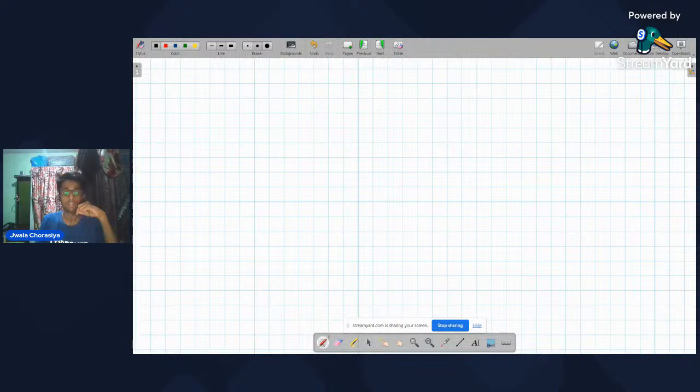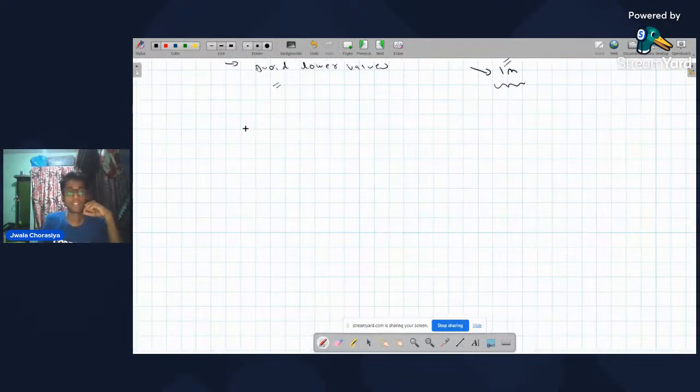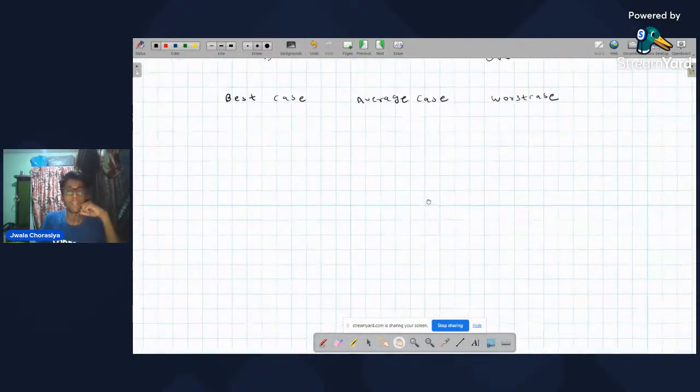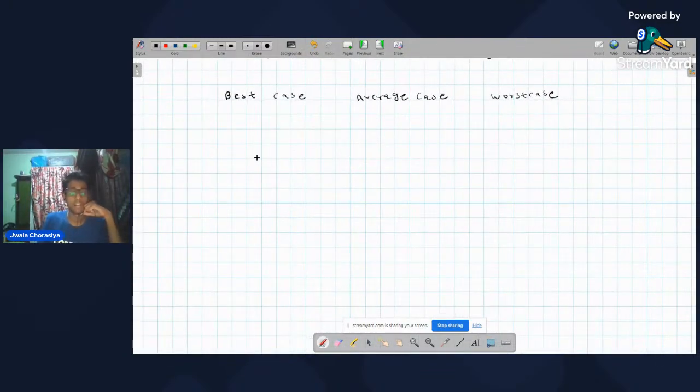Let's move forward. What are the various scenarios we can see during time complexity? Best case, average case, and worst case. Let me write a block of code for you to make you understand.